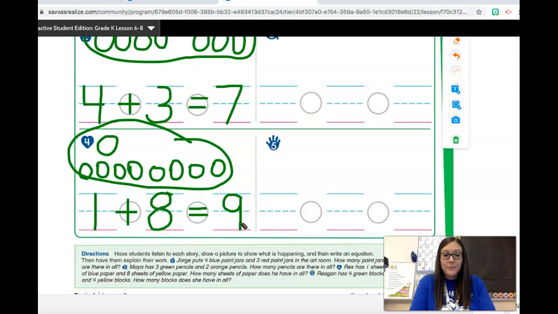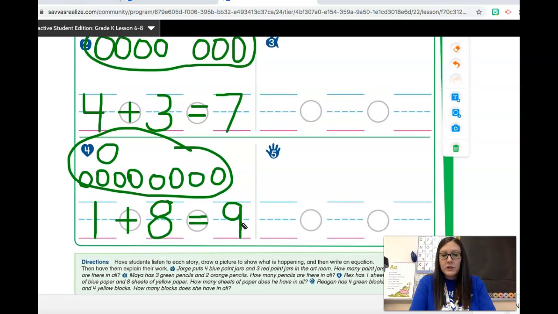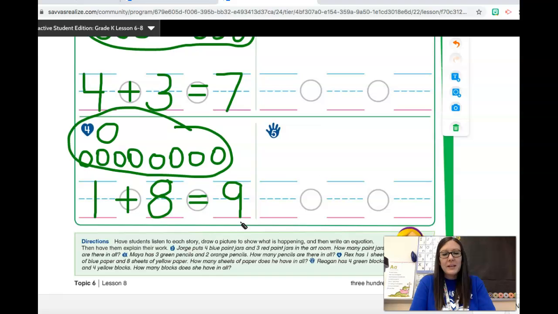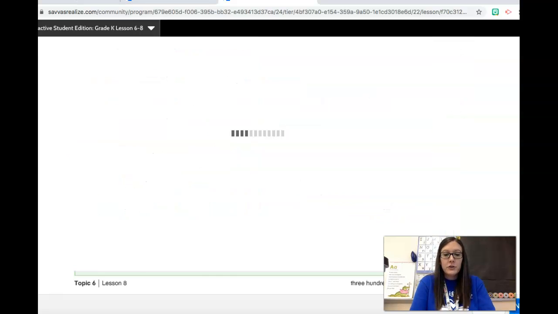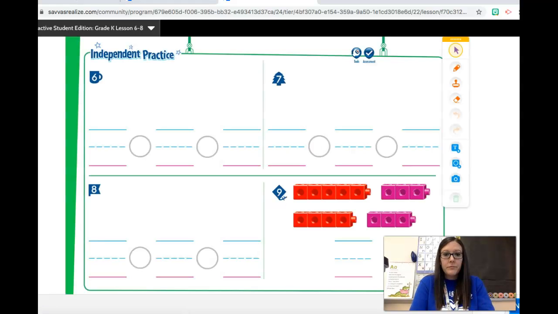Great job. We're going to skip number 3 fish and number 5 handprint for now because we're going to do some more work together in just a second. So go ahead and turn your page. This page does say independent practice, and I do want you to try it a little bit by yourself, but you know that I'm going to show you how. After you push play, you can check your work.